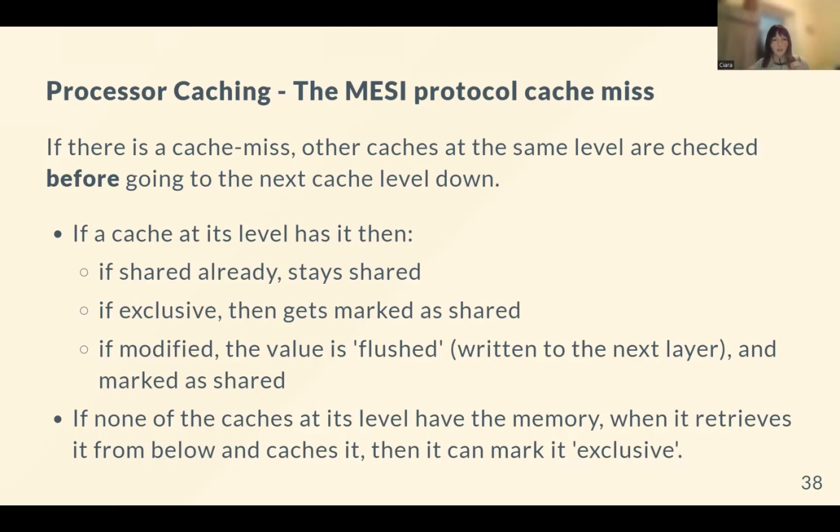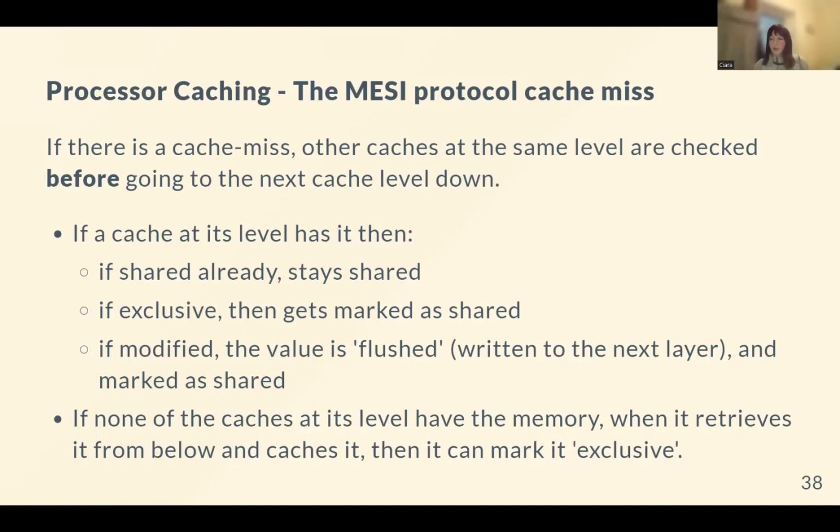If a cache at its level does have the cache line that you're interested in, then it checks, okay, well, is their cache line shared? It is shared, great. Then I can just have a copy of it, and I will also have a shared version in my cache. If the cache that it's getting it from has exclusive access to that cache line, well, I'm getting a copy of that cache line, which means it's not exclusive anymore. It needs to get marked as shared.